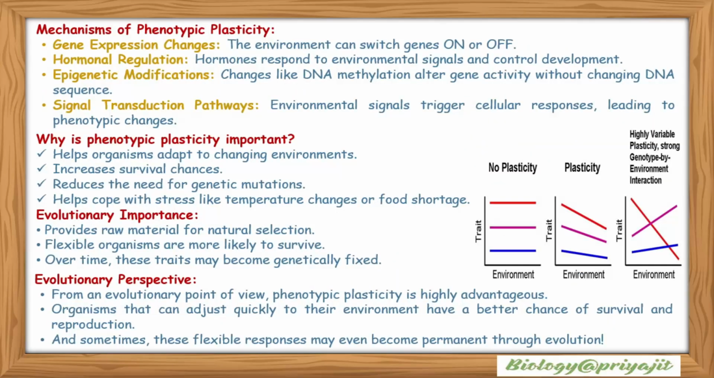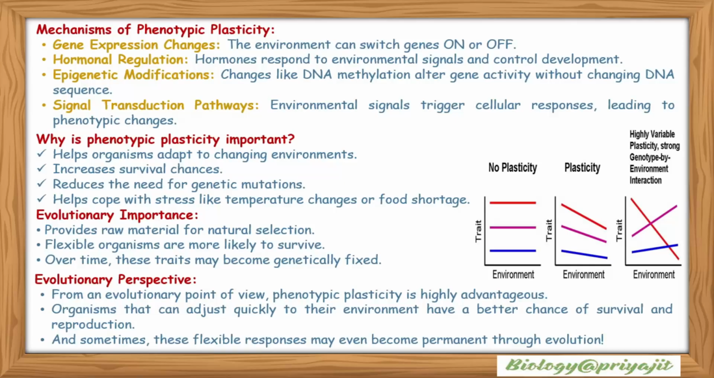Now the big question, how does this phenotypic plasticity happen? So mechanisms of phenotypic plasticity include gene expression changes. The environment can switch genes on or off. Hormonal regulation, hormones respond to environmental signals and control development. Epigenetic modification, changes like DNA methylation alter gene activity without changing the DNA sequence, that is epigenetic modification. And number 4 is signal transduction pathways. Environmental signals trigger cellular responses leading to phenotypic changes.